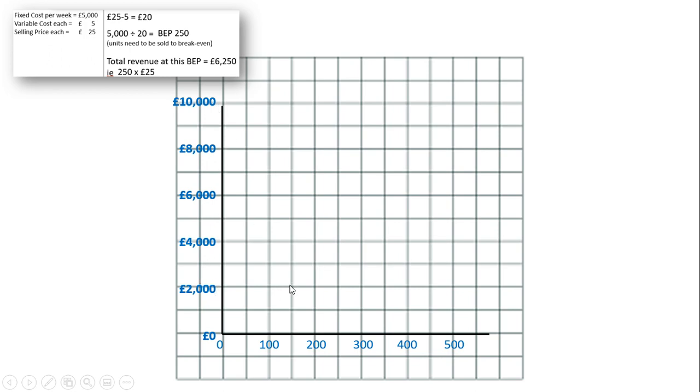I've started it there. You will hopefully get this once you keep practicing. So that's what I do first. I add the titles, units sold, and sales. Obviously, it's money going up the side. My next bit, I can then say, right, okay, up from 250 and across from roughly around 6,250, I can plot my break-even point on this graph. So I know that at sales going across the bottom at 250 units sold, that is worth 6,250. Okay, hopefully that makes sense.